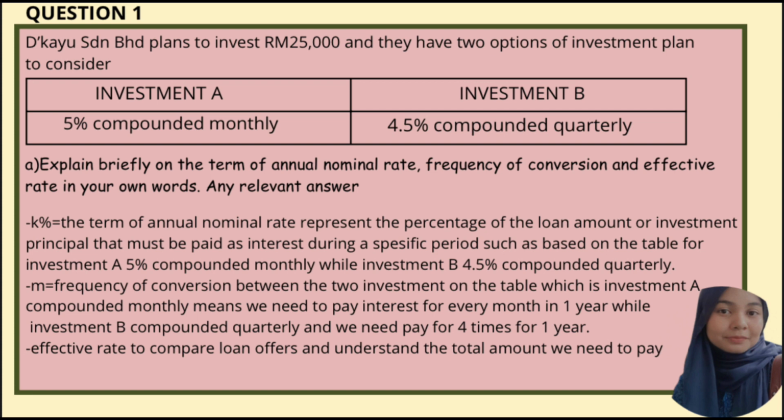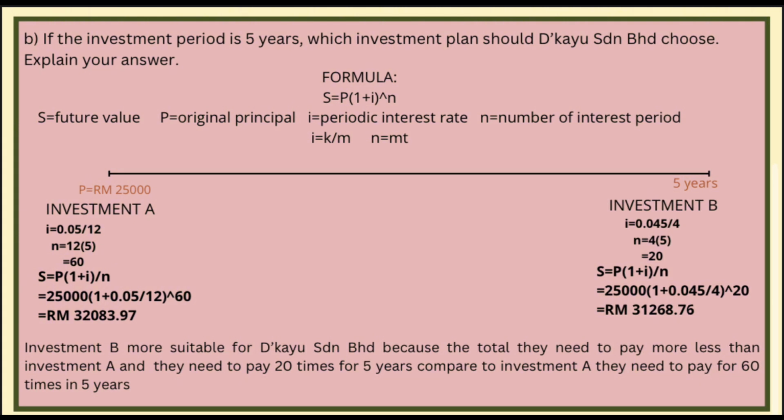Last but not least, the effective rate is used to compare loan offers and understand the total amount we need to pay. B. The investment period is 5 years. Which investment plan should Dikayu Student Berhad choose? Explain your answer. Okay, so before we start our calculation, let me explain the formula.